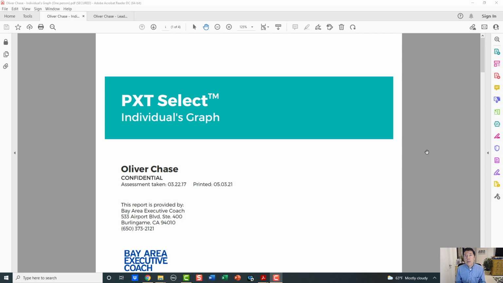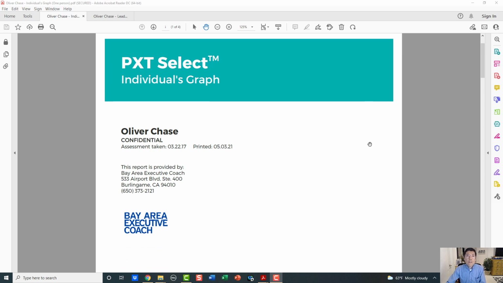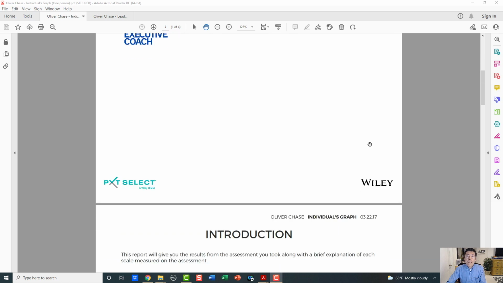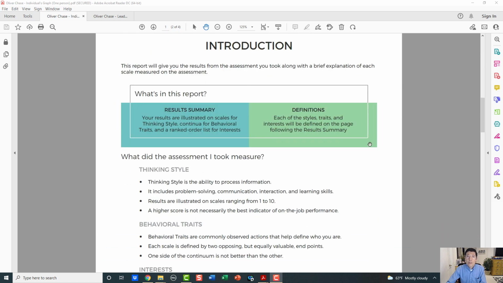the assessment. There are multiple reports that are available by the client taking the assessment once, which usually takes 30 to 45 minutes. It's a fairly comprehensive assessment, as you'll see. So this report is called the Individual's Graph. Page 2 has an introduction to the report.